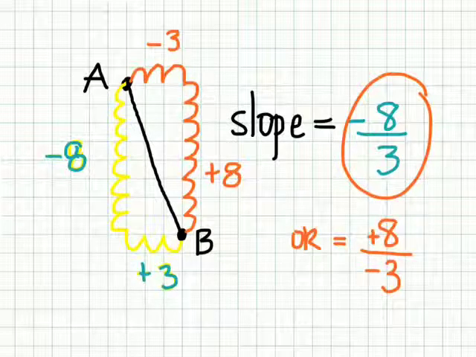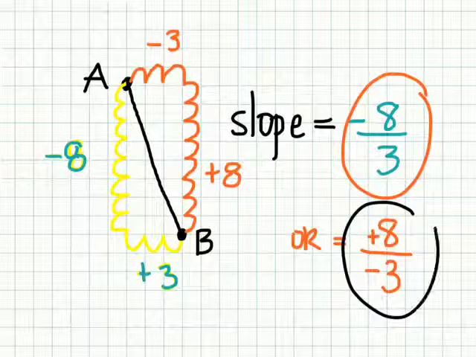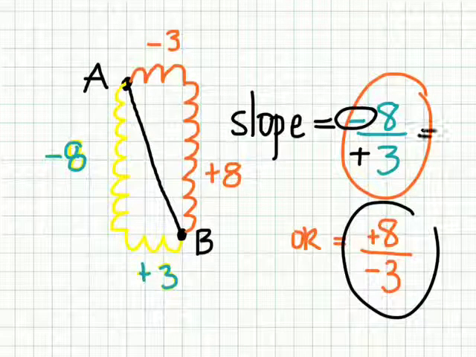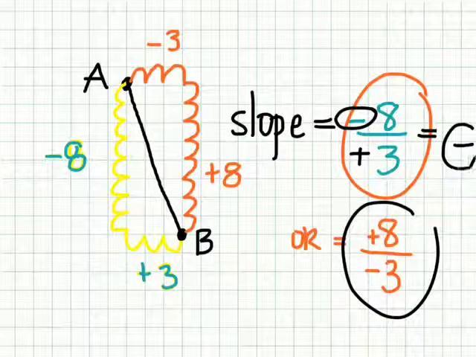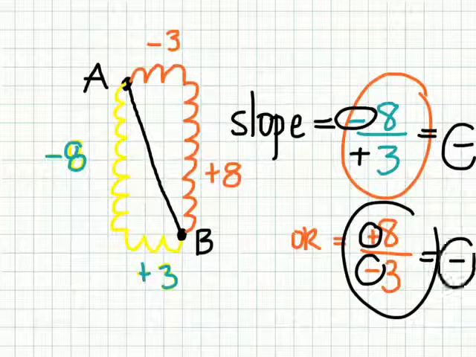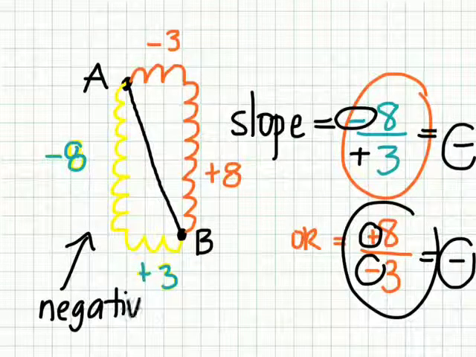Why are both of these the exact same answer? When we divide a negative and a positive, what will the answer be? Negative. When you divide a positive and a negative, what will the answer be? Negative. Both of these represent that this has a negative slope.